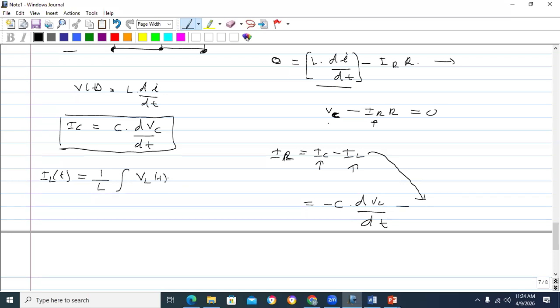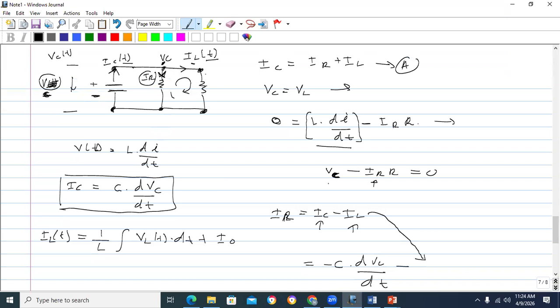The integral of the voltage across the inductor dt plus the initial current. Okay, so now there is no initial condition, there is no initial current, it is not mentioned, no? So you can assume that there is no initial current, so I0 you can remove. Okay, so what is the inductor voltage? VL. That is actually VC, no? VC and VL are the same. In circuit theory, VC is equal to VL.